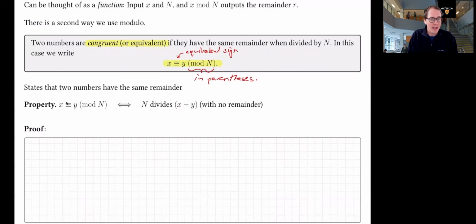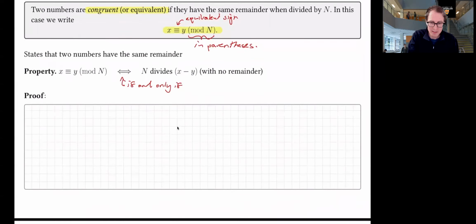So x is equivalent to y modulo n is the same statement. This means if and only if n divides x minus y with no remainder. Anytime I say something divides something else, I mean that the remainder is 0, right? It goes in perfectly. So let me establish that result. This will turn out to be useful for us.